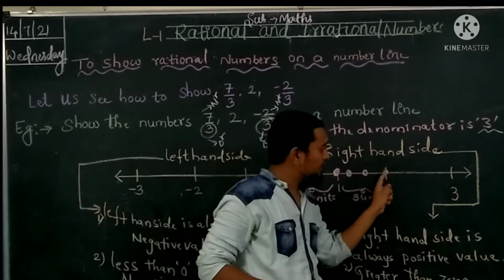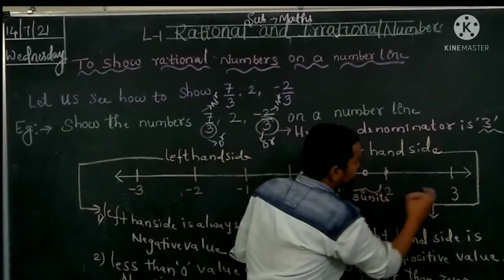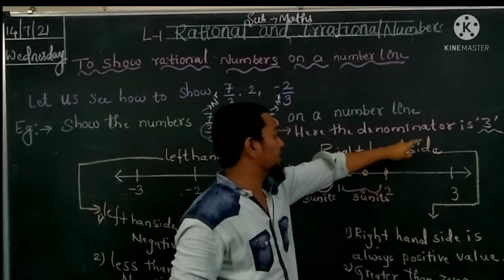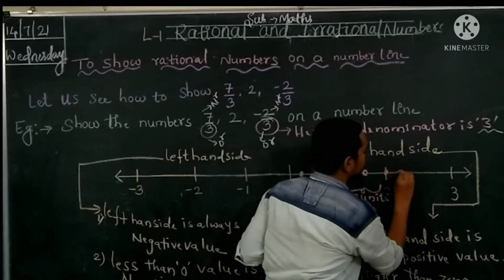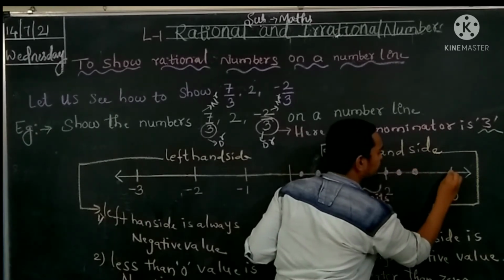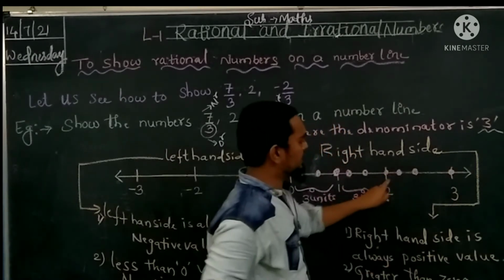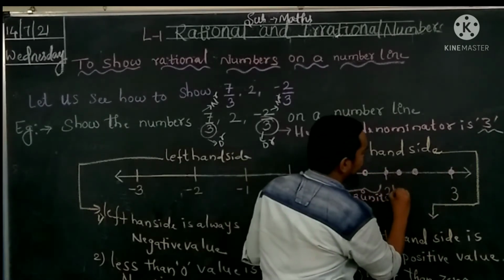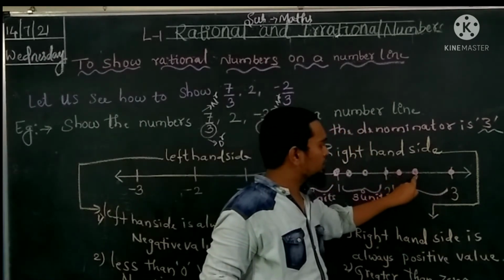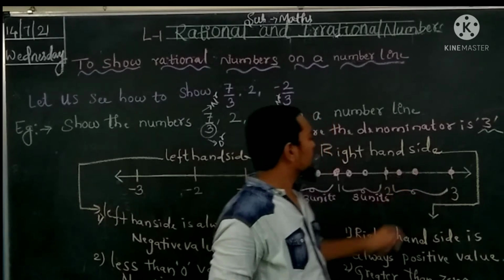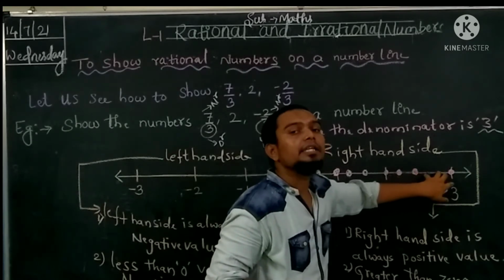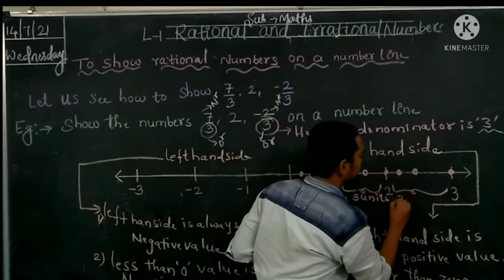Now 2 is left. Next, the difference between 2 and 3 is how much? 3 units. 1 point, 2 point, and this one is 3 point. 2 is left, and the difference between 2 to 3: 1, 2, 3. How many units is the difference between 2 to 3? That is 3 units.